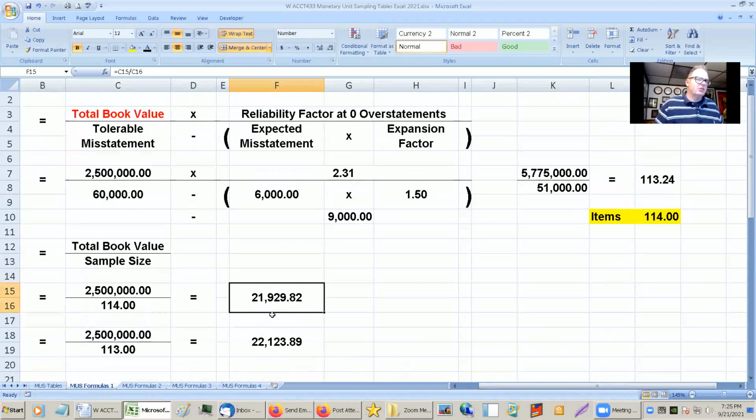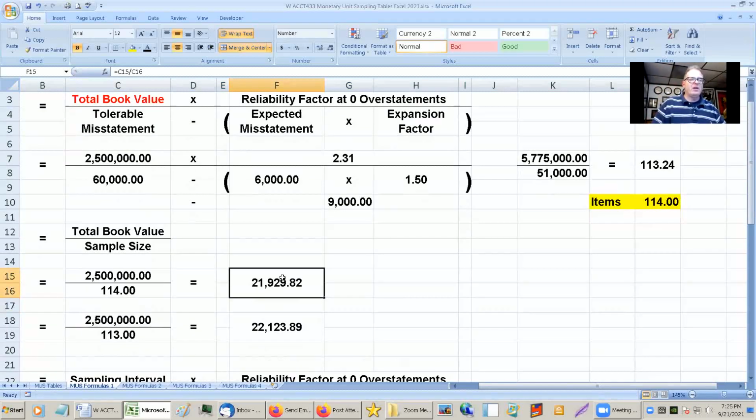So the sample size and the interval are intertwined in this one. In this case, I'll see the first one here. You can take either one though. The first item that crosses $21,929.82, the first one that crosses that interval, that's when we pick. Whatever twice that is, 43,000, whatever, pick that one, and so on and so forth. So whatever item crosses that interval.